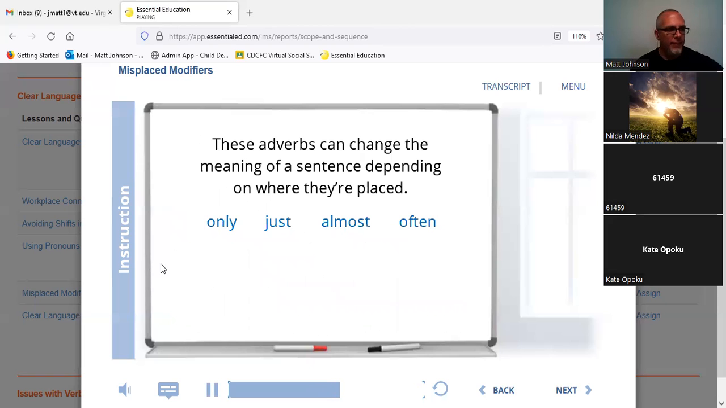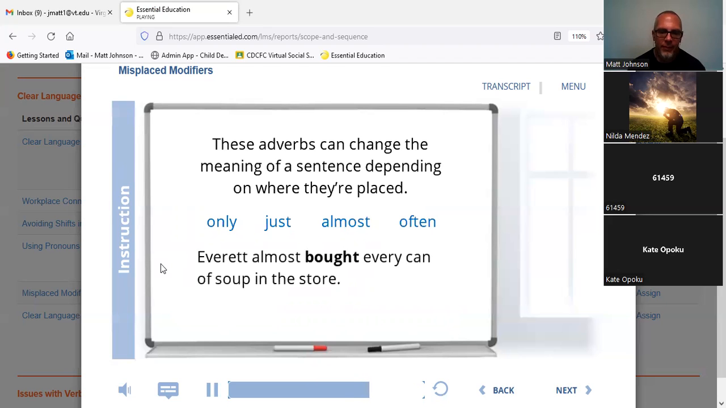Adverbs like only, just, almost, and often can change the meaning of a sentence depending on where they're placed. It's really common to put these adverbs in the wrong place. Like adjectives, adverbs should go near the thing they modify. Usually an adverb is right before the word it describes.